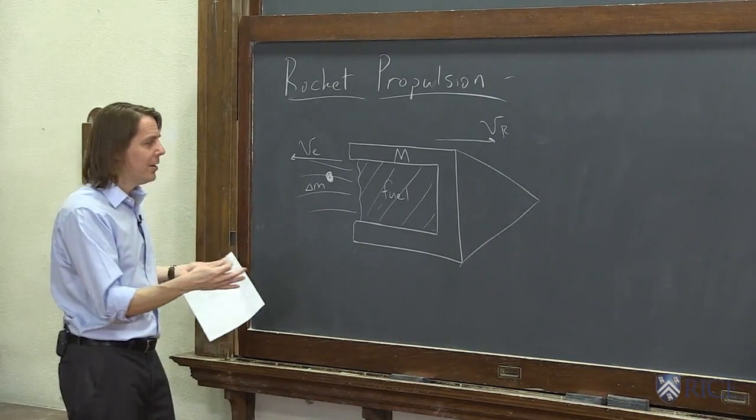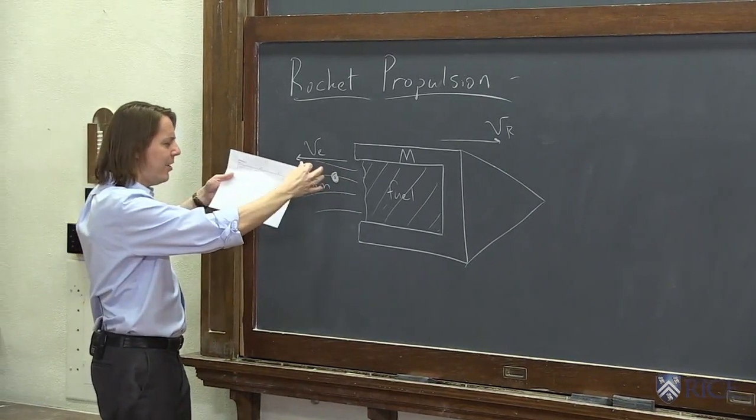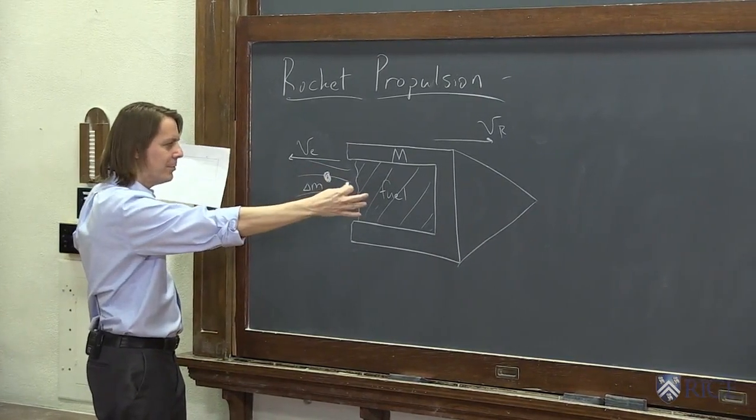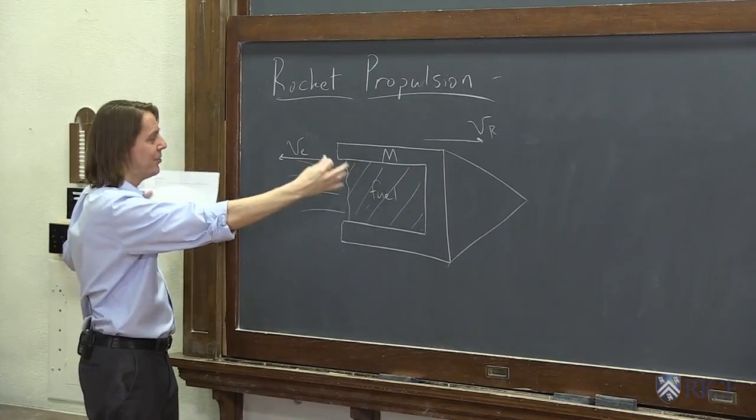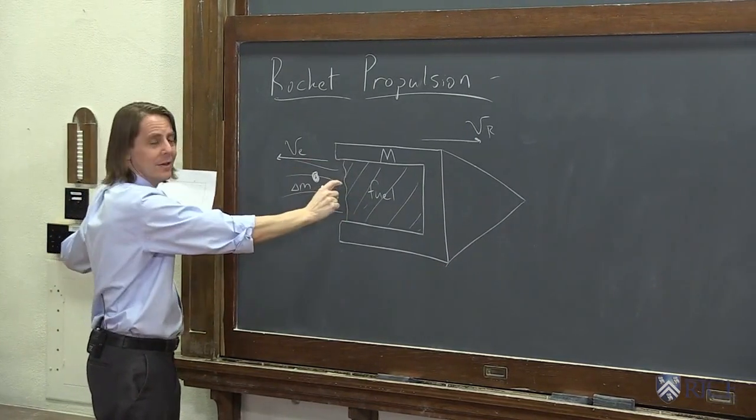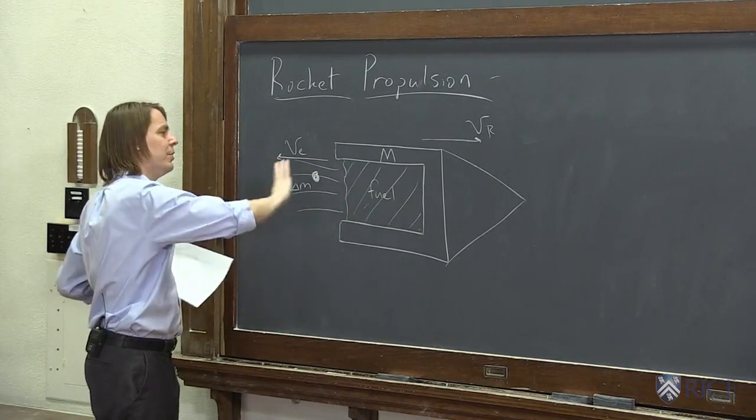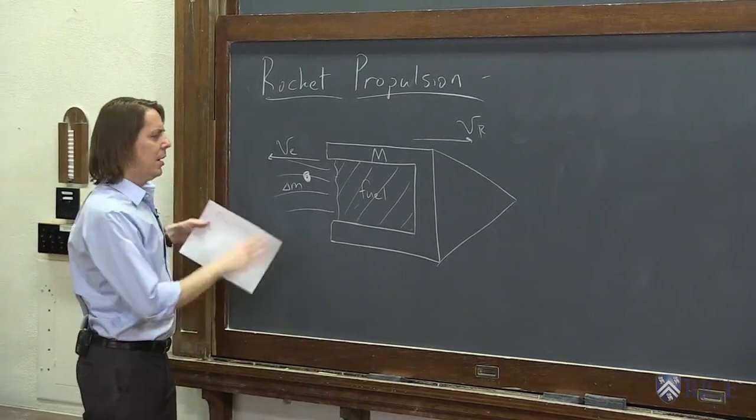So if you think about it, the velocity of the center of mass of the system is 0. And the system actually doesn't go anywhere if you consider the center of mass of the system. It just stays right here. But a lot of the fuel goes this way, therefore the rocket goes that way.